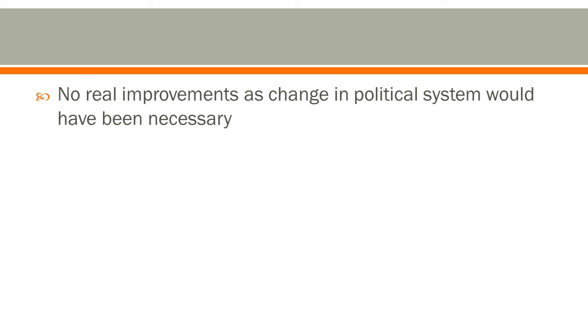Despite Kosygin's reforms, there are no real improvements, because change in the political system is necessary to fix these economic problems. So people didn't realize, or refused to realize, that it's not the economy so much. The economy is a symptom of the disease of the political system.